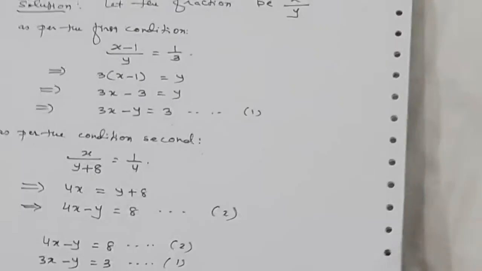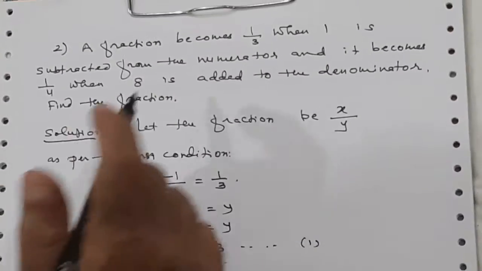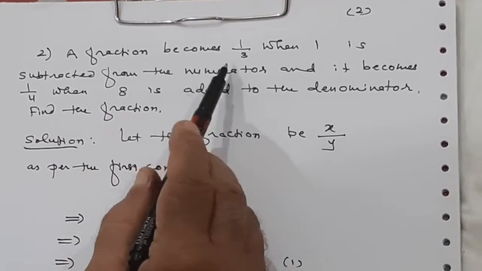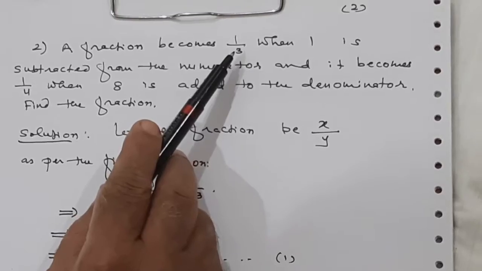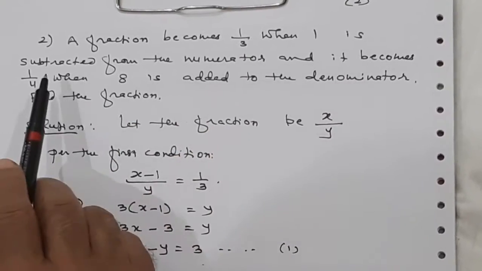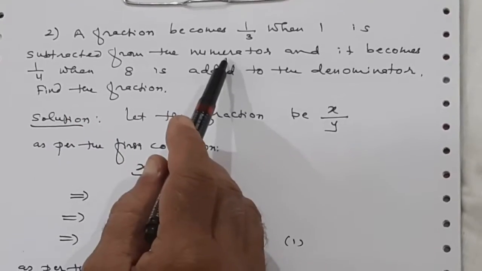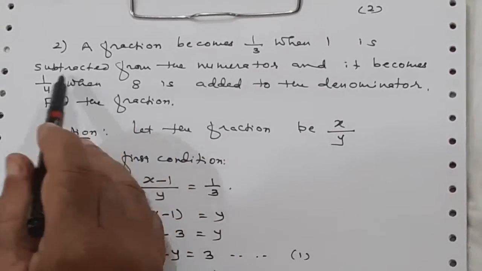Let us take one more example now. This is the example of fraction. This is also from your exercise 3.5. A fraction becomes 1 upon 3 when one is subtracted from the numerator.